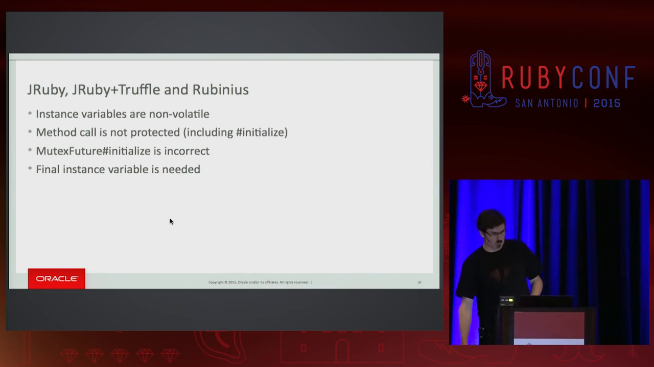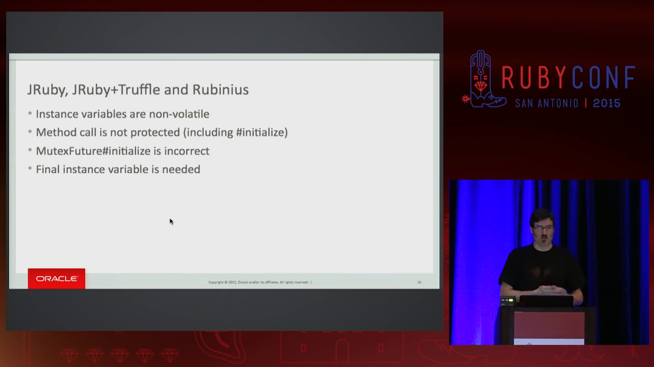So let's look at what we could do for JRuby, JRuby plus Truffle, and Rubinius. For JRuby plus Truffle, we will use the Rubinius implementation, because JRuby plus Truffle also implements some of the Rubinius APIs, so it will work on it too. On these three implementations, instance variables are not volatile. And also method calls are not protected in any way, including initialize.